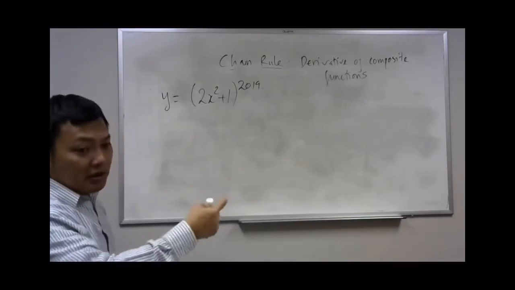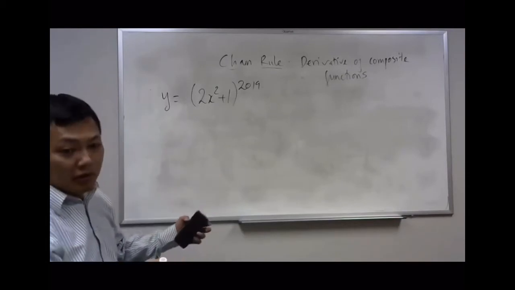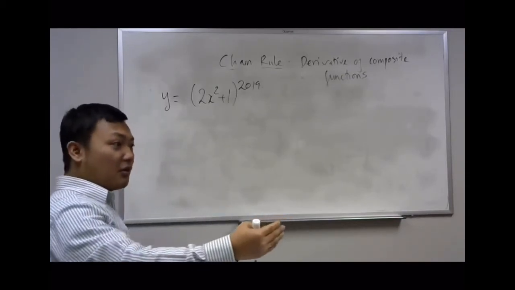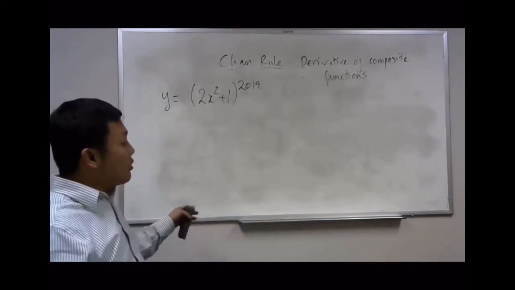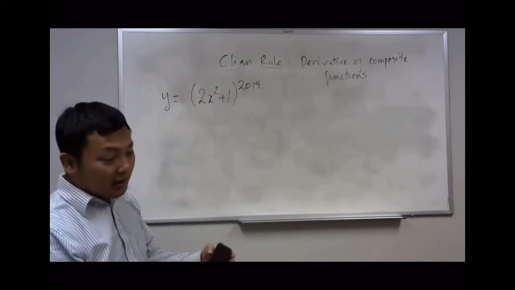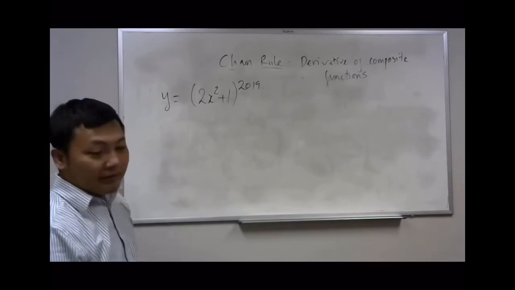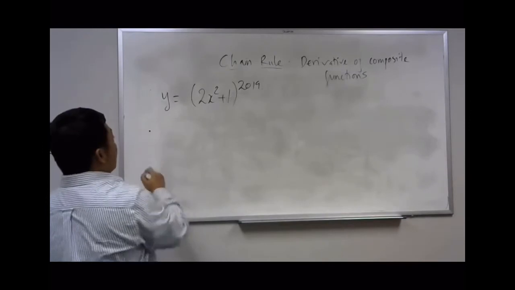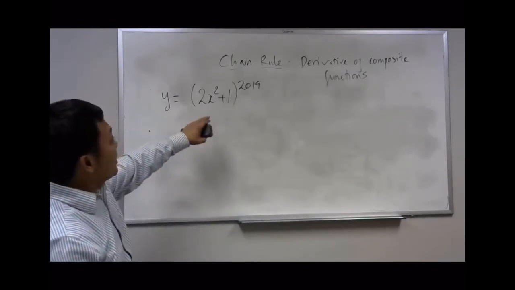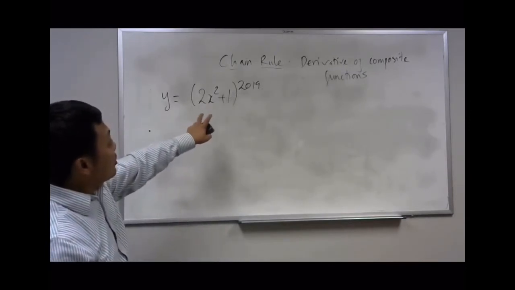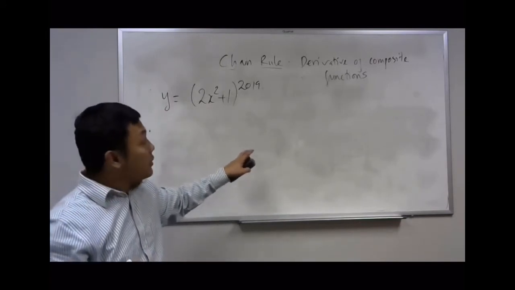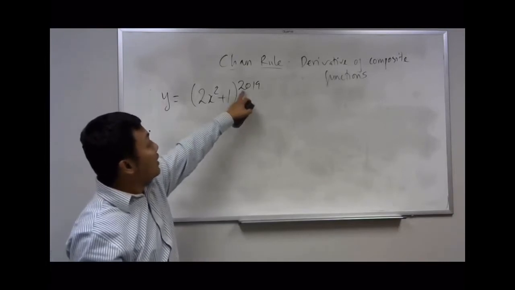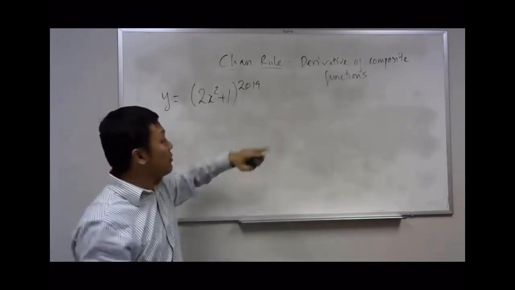Of course, we can distribute that. We can multiply 2x squared plus 1 2019 times, right? And then you get a polynomial, and then you take the derivative of each term of that polynomial, and then you get your answer. But that's not a wise way to do it. So, let's say if we want to use the chain rule, we have to recognize the inside function and the outside function. So the outside function in this case is a power function.